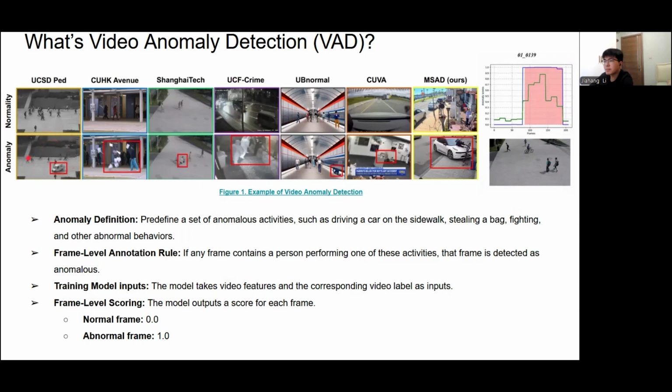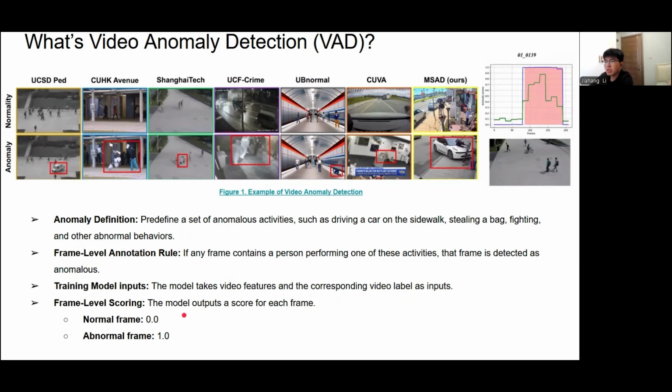For VAD tasks, we usually use a pre-trained feature extractor to extract video features as snippets, and these features along with video labels are used as inputs to train the model. During inference, the model can detect normal events as 0 and abnormal events as 1.